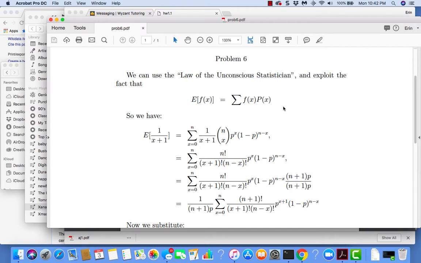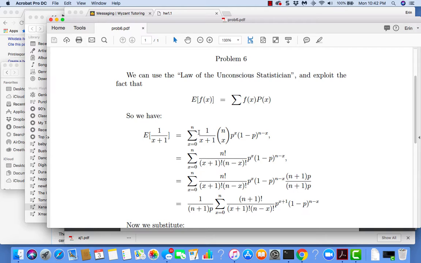Hello again. We're going to take a look at problem 6 now. And there's actually something called the law of the unconscious statistician. That's for real. And we're going to use that to exploit the fact that if I have the expected value of f of x, that's the same as the summation of f of x times probability of x. Or in the case of a continuous random variable, it's the integral of f of x times p of x. Okay, so for this one, we have the expected value of 1 over x plus 1.